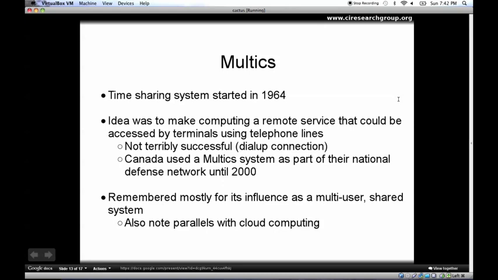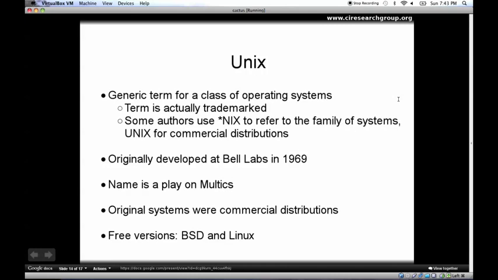And today, with cloud computing, there's some significant parallels between some of the cloud computing models that we use and some of the ideas that were pioneered back in the Multics system. Now, Unix was actually a play on the term Multics. It was developed by Bell Labs in 1969. It's actually a trademark term, so some authors use Starnix to refer to the family of systems and use the word Unix only for the commercial distributions.